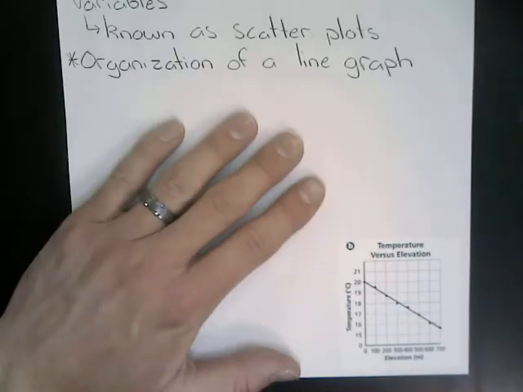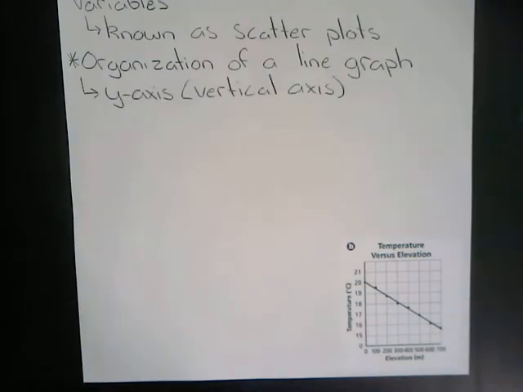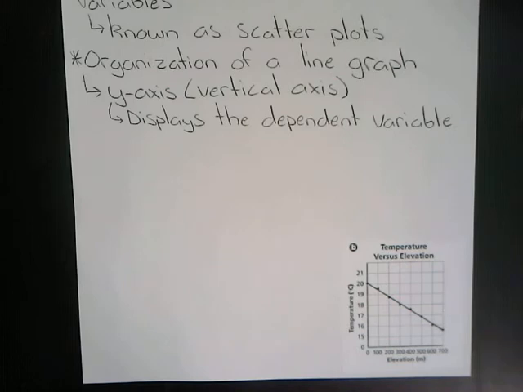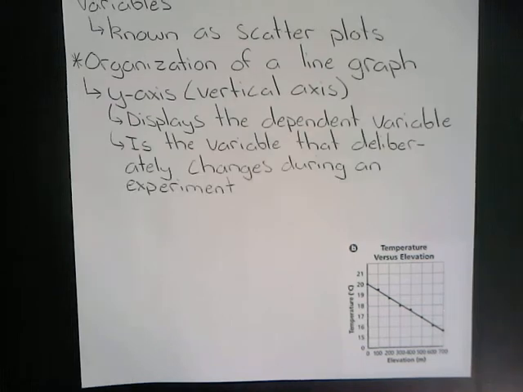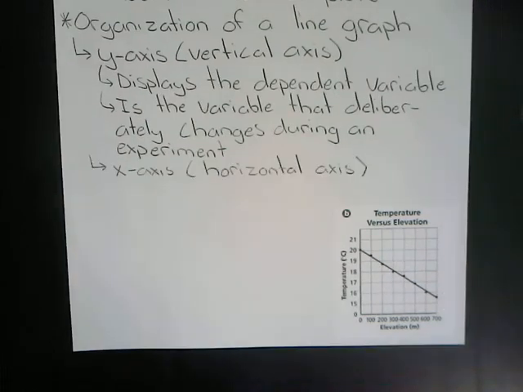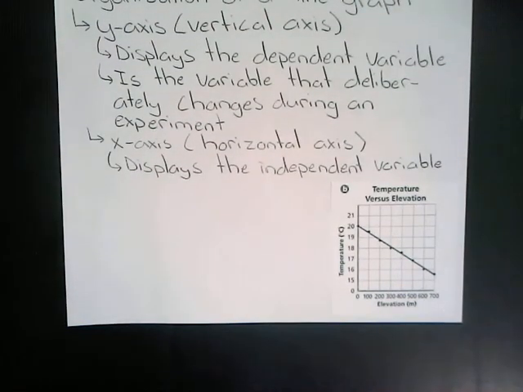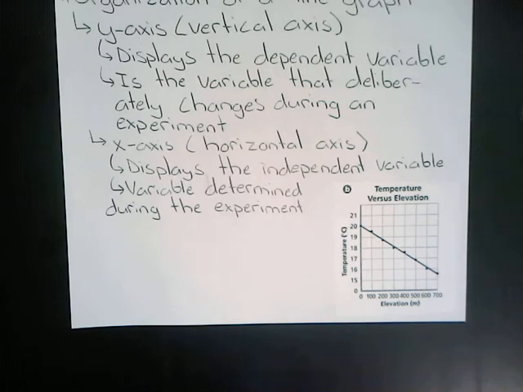And so we start out here with the y-axis or the vertical axis. And it is going to display the dependent variable. Now the dependent variable is that variable that deliberately changes during an experiment. Now the x-axis is on the horizontal axis, and it is going to display the independent variable. And remember, the independent variable is the variable determined during the experiment. Now, line graphs are the most commonly used graph in science.